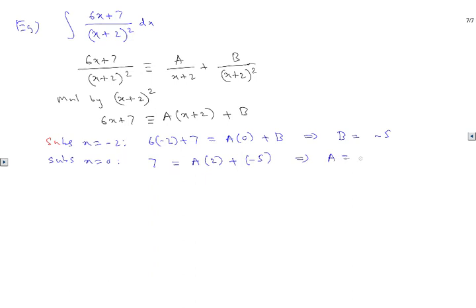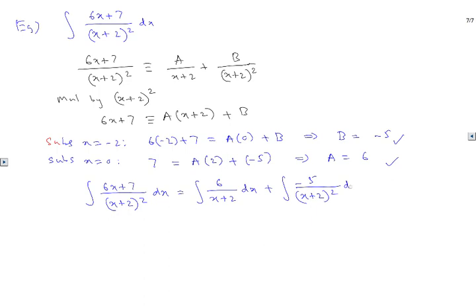Then you can find a. So how much do you get for a? You get 2a, so 12 equal 2a, that means a equal 6. Okay, now we have found both. So what we can do is plug them back in. We have the integral of 6x plus 7 over x plus 2 squared dx equal, a is 6, so 6 over x plus 2 dx plus -5 over x plus 2 squared dx.